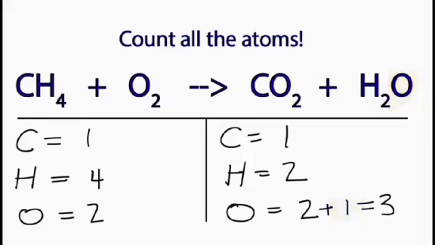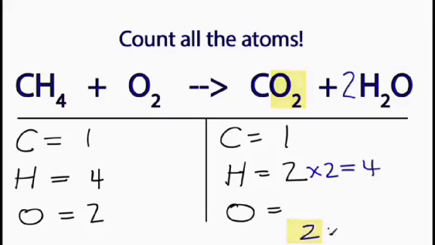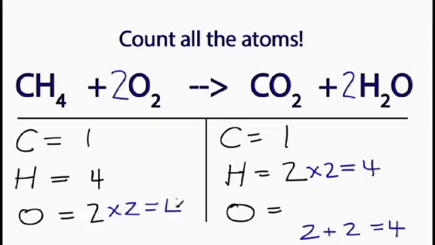I'll start by balancing the hydrogen. If I put a 2 in front of this hydrogen, 2 times 2, that will give me 4. But now I have 2 oxygens, plus 2 times 1, 2 oxygens. That gives me a total of 4 oxygens. But that's good, because now if I put 2 right here and change the coefficient, 2 times 2 equals 4, and now everything is balanced.